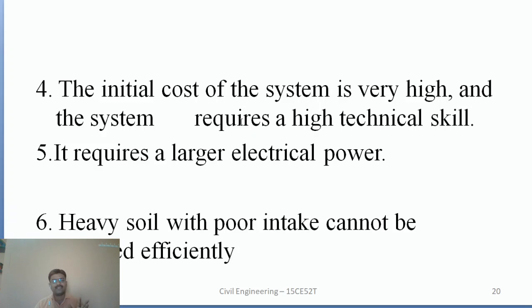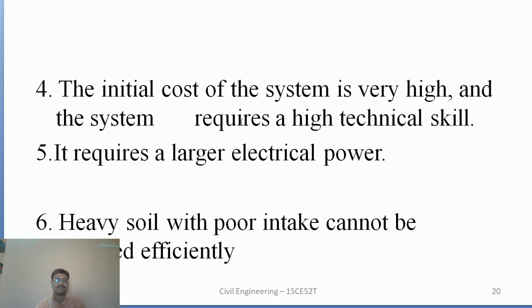Now, the fifth one: it requires large electrical power. To pump the water, we need electrical power. To pump the water to the main line, we need power. Sub-main line, we need power. To pump the water to the rising head, we need power, and to sprinkle also we need power. Hence, large electrical power is required. This is a limitation of sprinkler irrigation.